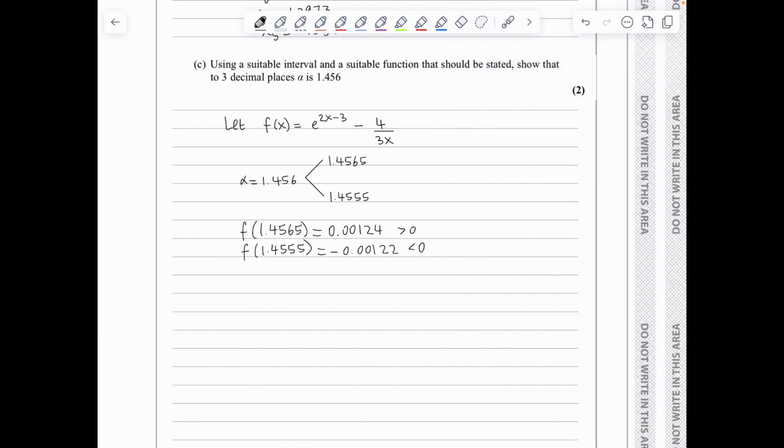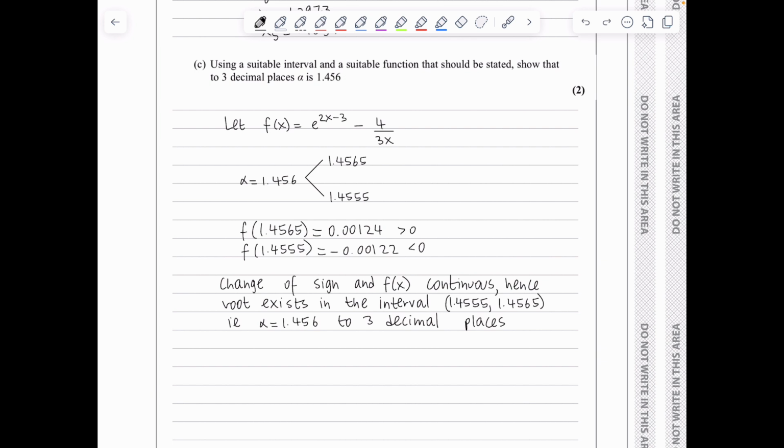And this means we can proceed into writing a conclusion. We've got a change of sign and f of x is continuous. Hence, we've got a root within this interval here, i.e. my solution alpha is 1.456 to 3 dp's. Be careful here, you need to mention both the change of sign and the continuity of f of x to qualify for the final mark.